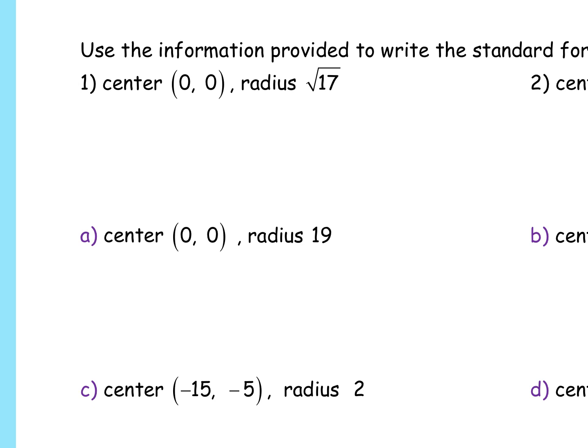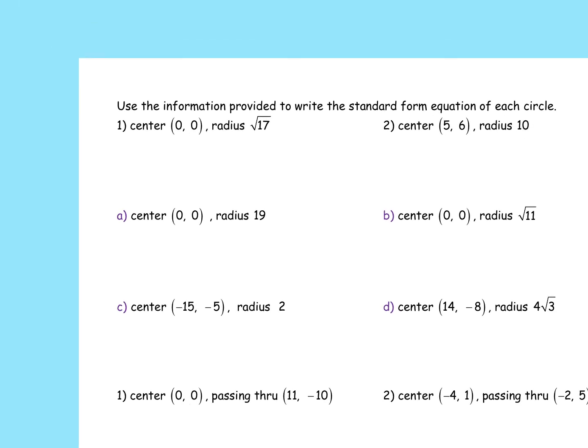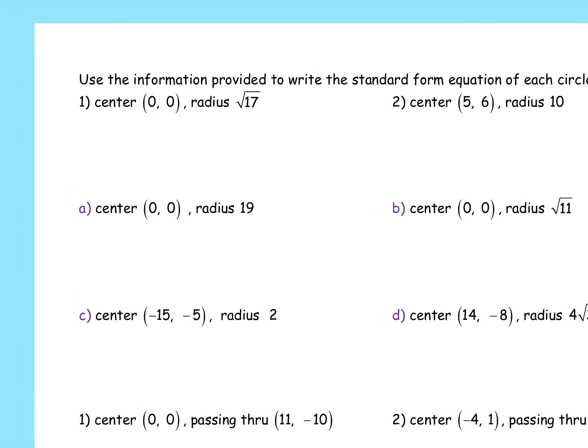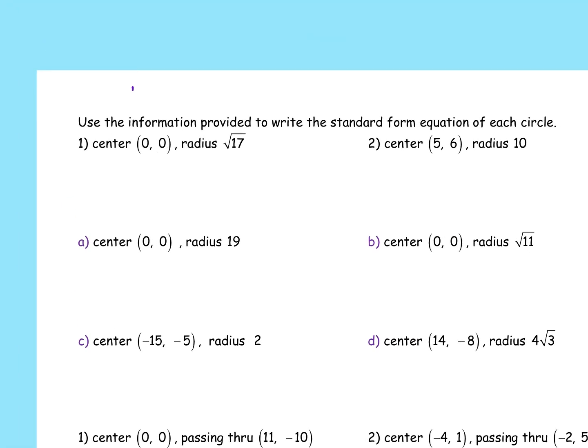Okay, so the first thing we're going to do is just write the equation of the circle. Pretty easy. I have the center. So the equation says, I'm going to rewrite it over here, (x minus a) squared plus (y minus b) squared equals r squared, right?